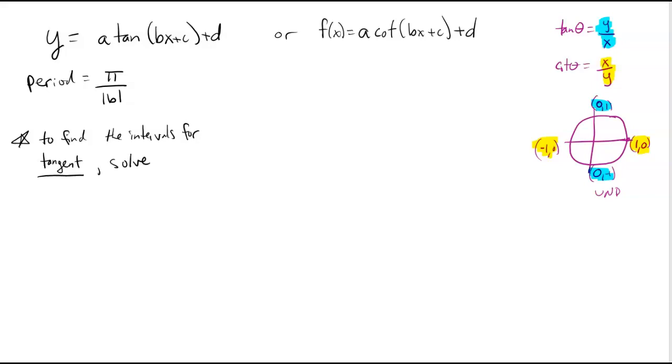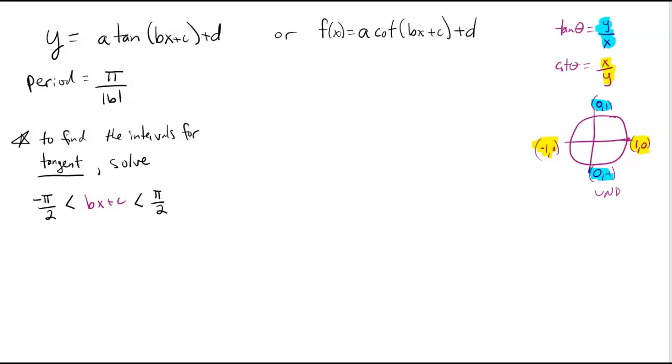We want to solve this inequality: negative pi over 2, then bx plus c, which I'll put in a different color, and then pi over 2. Now, you might be thinking to yourself, why are we starting with negative pi over 2? Why are we ending at pi over 2?